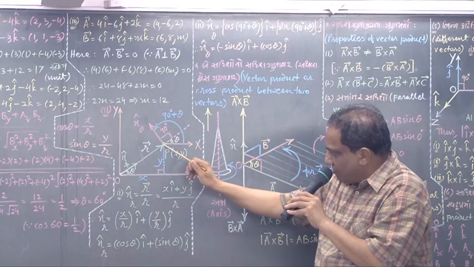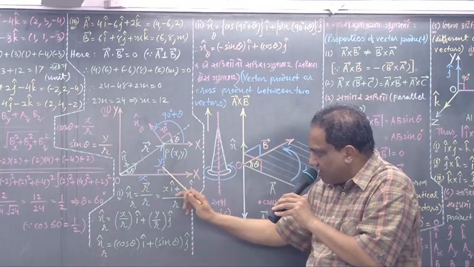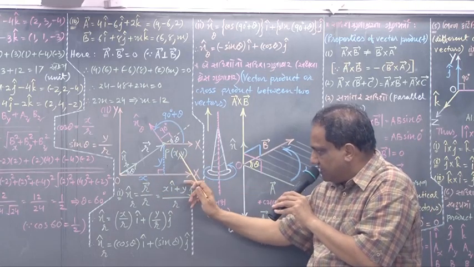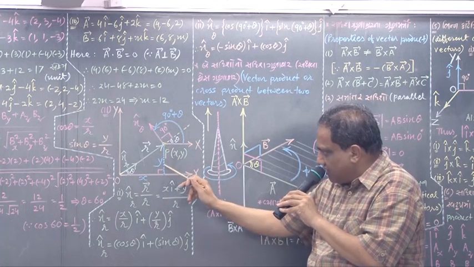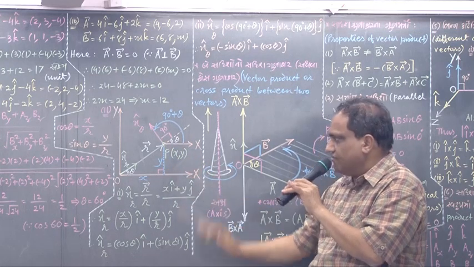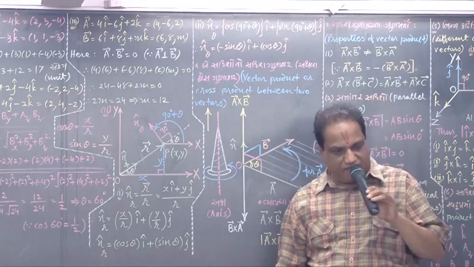Draw one perpendicular from here. This much distance will give you the x coordinate, that is x, and this much distance will give you the y coordinate, that is y.